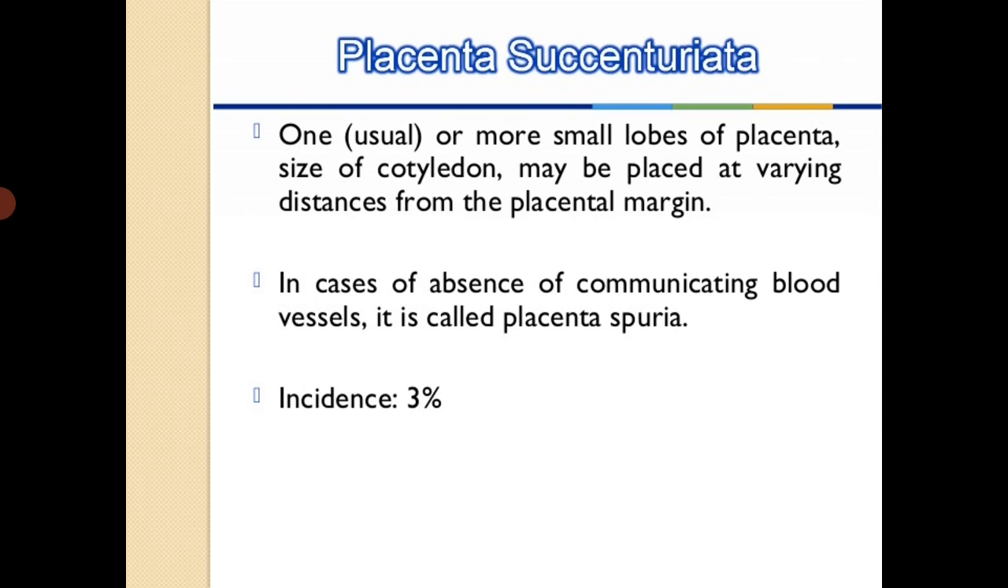In case of absence of communicating blood vessels, it is called placenta spuria. If there is an absence of blood vessels connecting each other, that condition is called placenta spuria, which may occur in placenta succenturiata. The incidence of this condition is 3%.